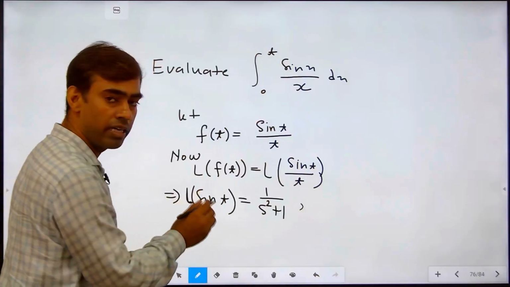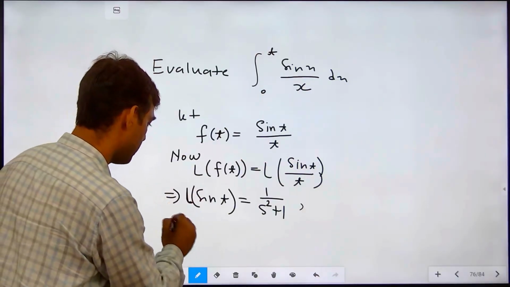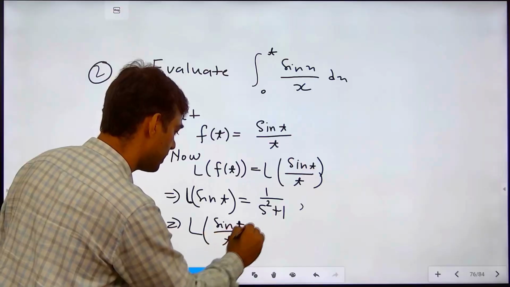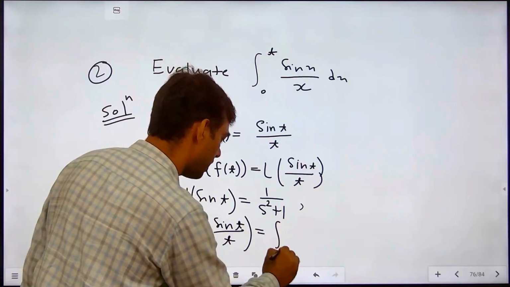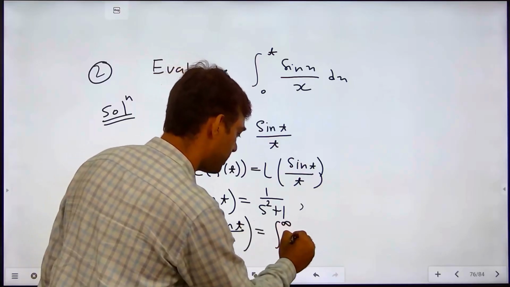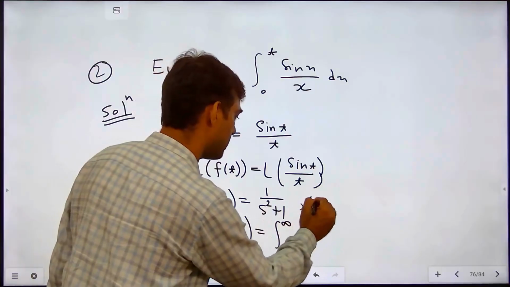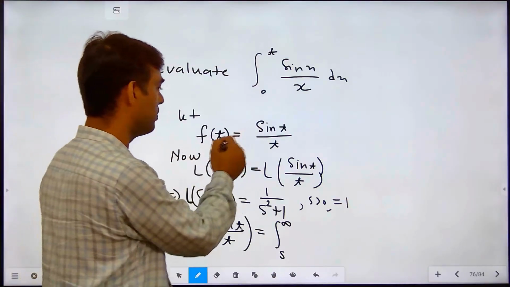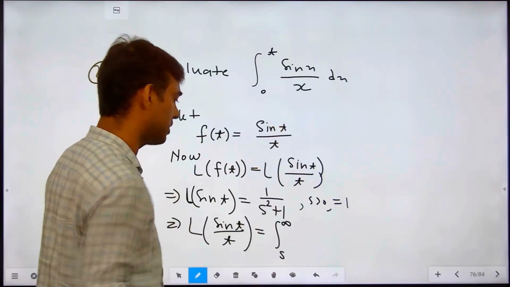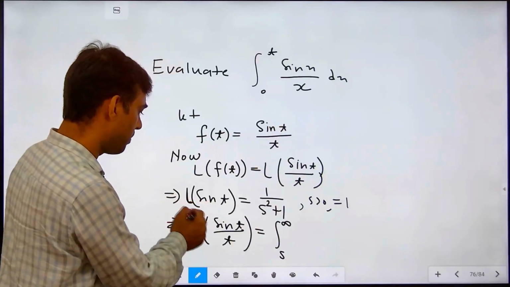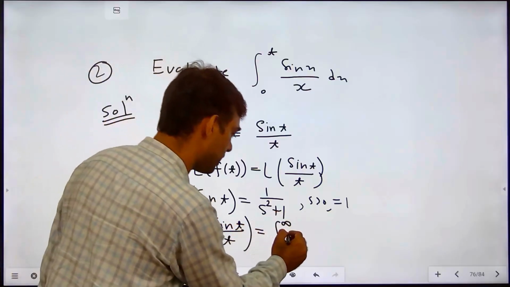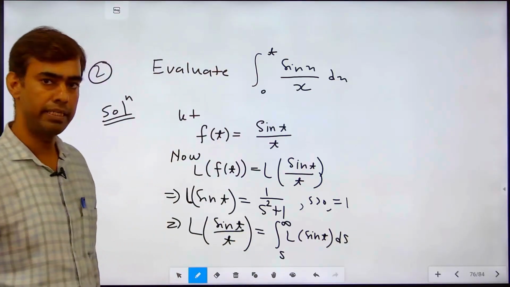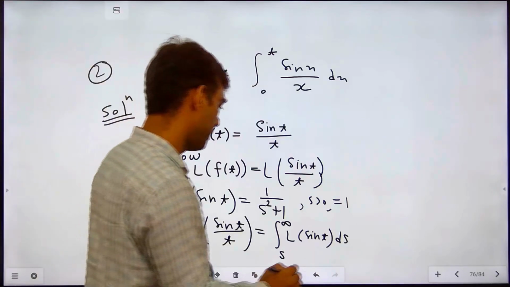And again using the property of division by t, the Laplace transform of sin t upon t equals the integral from s to infinity of F(s) ds. We cannot say this is F(s) directly, because here f(t) is sin t upon t. So, the Laplace transform of sin t upon t is the integral from s to infinity of the Laplace transform of sin t ds.